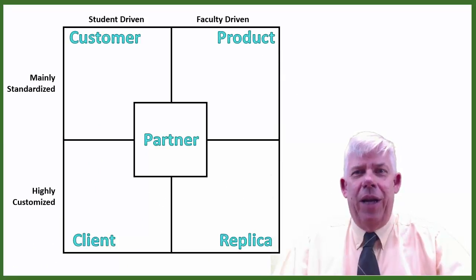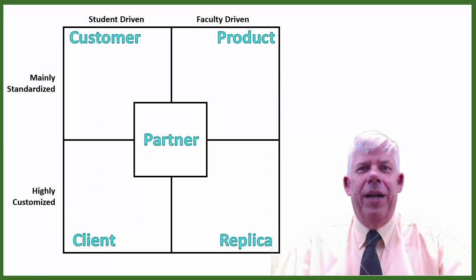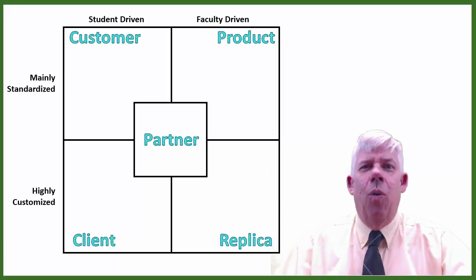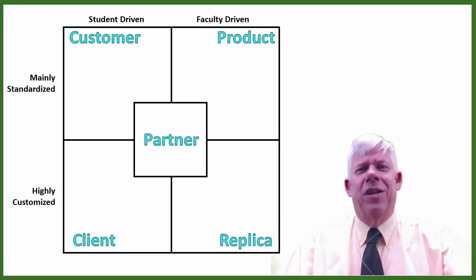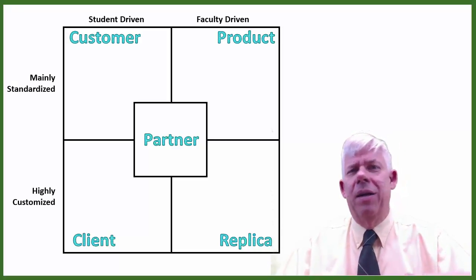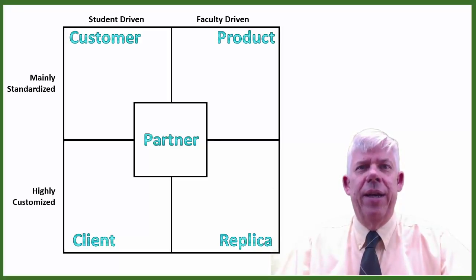To understand the philosophy of this program, you can think of educational processes as having two dimensions. One of these dimensions involves whether the content is highly standardized or whether it's customized for each participant. And the other dimension determines who decides when enough learning has occurred. Is it the student, or is it a faculty member or some external agency?